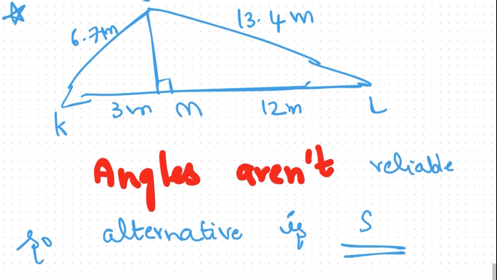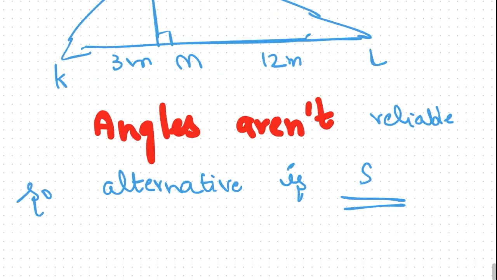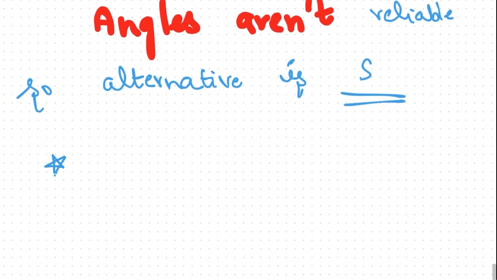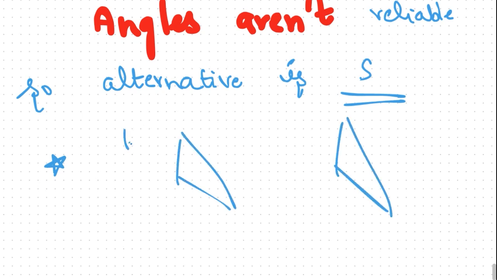So let's do one more question. Let's say there are two triangles. Side lengths are given 1.8, 5.4, 7.5 and 9.0. How do we judge if the triangles are similar?